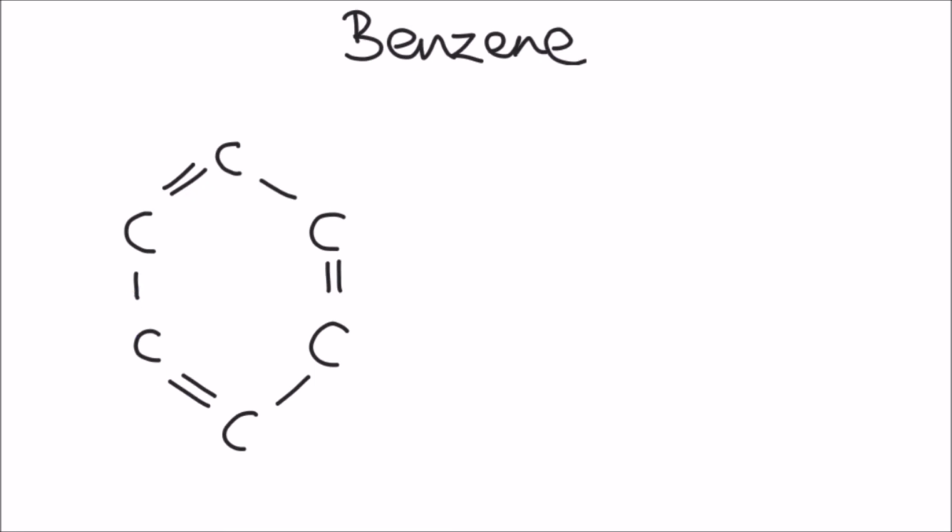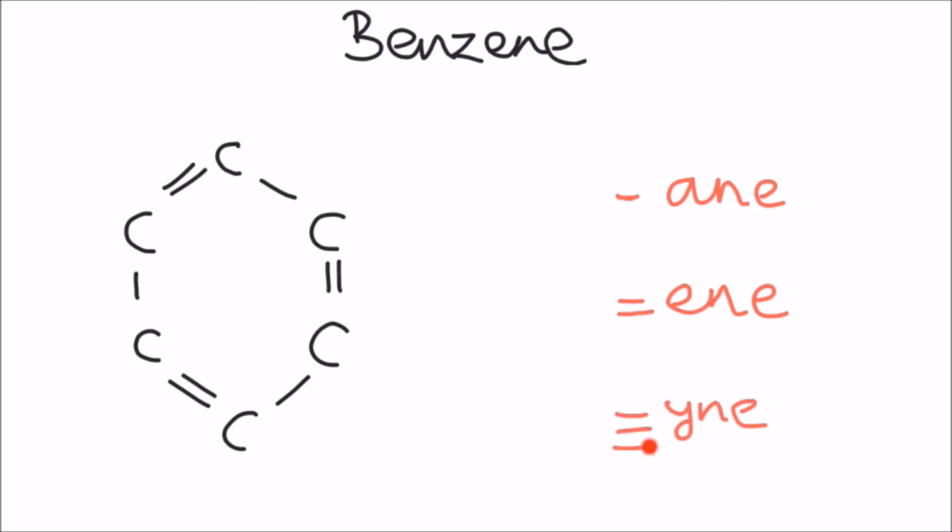A cyclic compound with 6 carbon atoms and double bonds present alternately is called benzene. The word ending with ene is because of the double bond present in them. Compounds with a single bond between carbon-carbon atoms end with ane. Compounds with a double bond between carbon atoms end with ene. And carbon atoms which have a triple bond between them end with yne. This is an alkane, an alkene, and this is an alkyne.